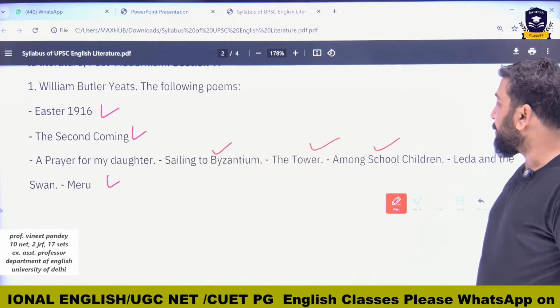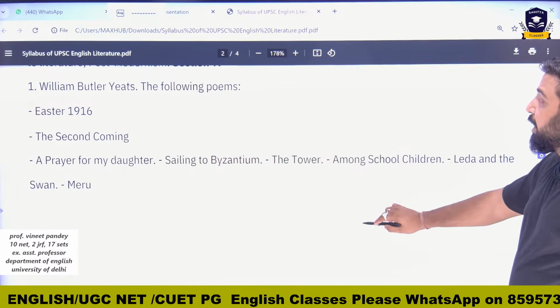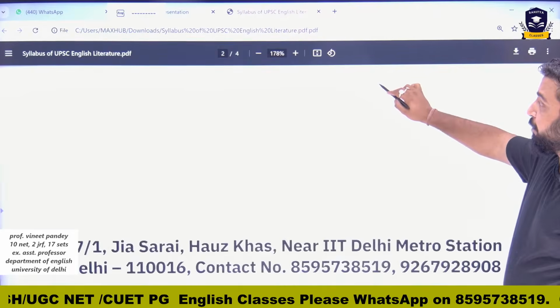You don't have to buy a separate book for this. No need to buy these books. I will be providing you the required material for these things.